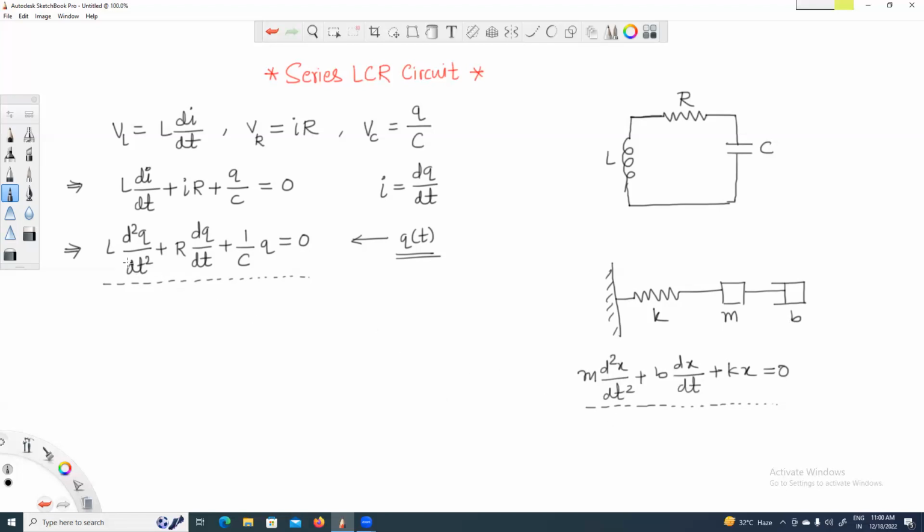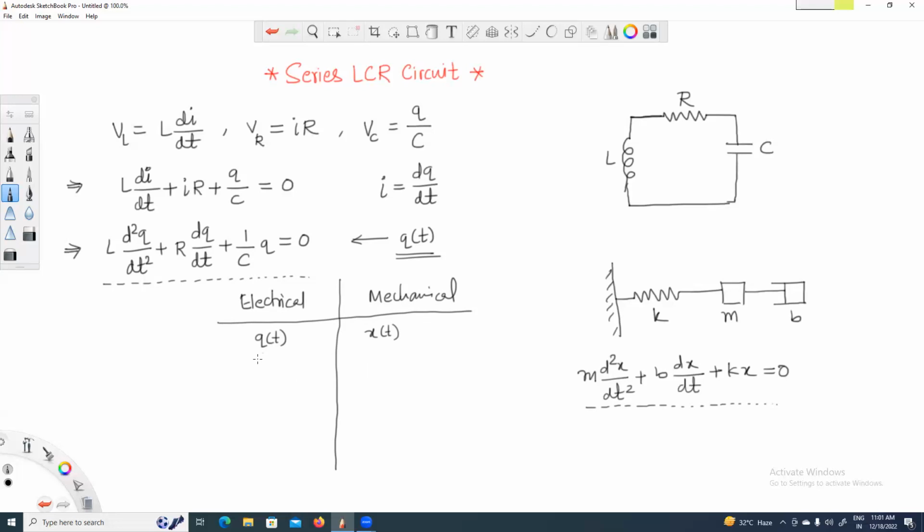Here you have the second derivative of Q and the second derivative of X, the first derivative of Q and the first derivative of X, the term X itself and the term Q itself, right? So let us write down the analogy by comparing these two differential equations. In the mechanical system, this differential equation is for the displacement x of t. In the electrical system, we have the differential equation for the charge flowing through the circuit.